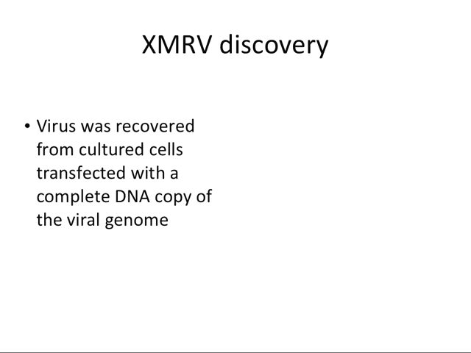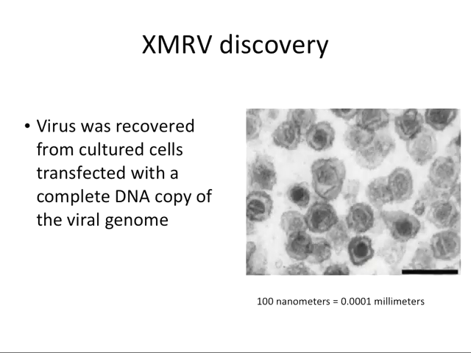I just added this morning, so it's not in your printout. I wanted to add a few things, but it's just a picture of the virus. They transfected this DNA copy of the genome into cells, and viruses were produced, and these are the particles by EM. And these, again, are typical retrovirus particles, about 100 nanometers in diameter.